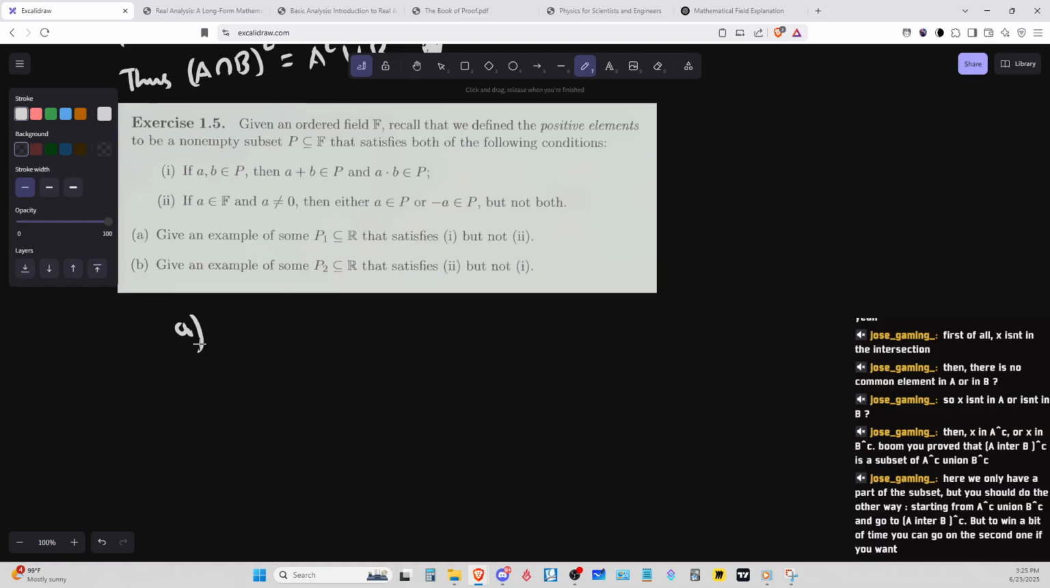Give an example of some P1, a subset of R that satisfies 1 but not 2. Okay, and give an example of some P2, a subset of R that satisfies 2 but not 1. Okay. Example, huh?